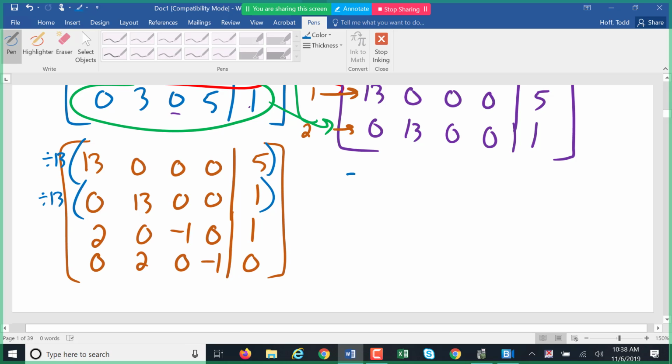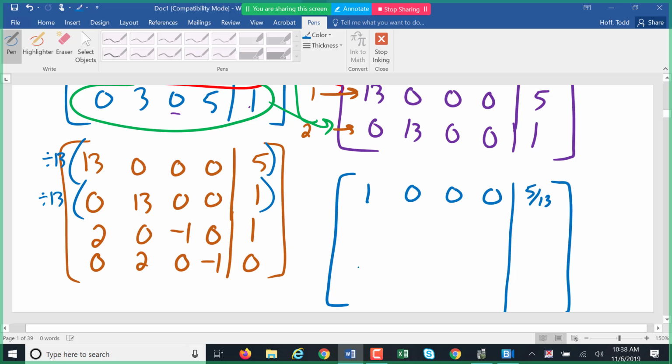Now we get some kind of ugly numbers here, but that's okay. So 13 divided by 13 is 1. Well, 0 divided by 13 is 0 no matter what. 5 divided by 13 is 5/13. The next row, again, 0 divided by 13 is 0. 13 divided by 13 is 1. Then we got zeros. 1 divided by 13 is 1/13.